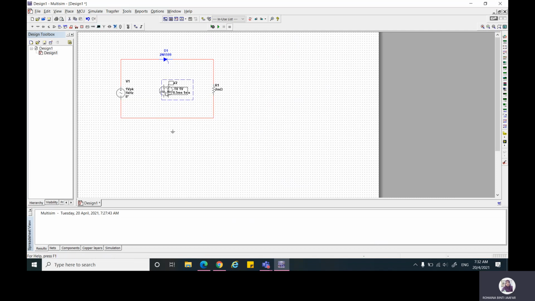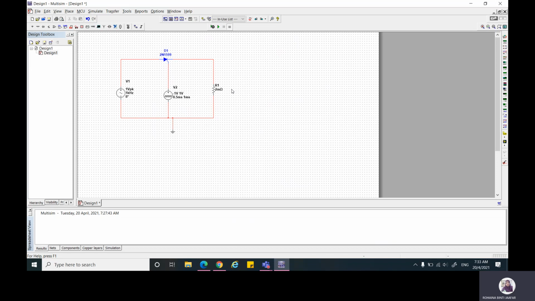Okay, so voltage pulse you have to connect to your diode. And then your ground, and also here connect to ground. Okay, so this is your complete circuit for control half-wave rectifier.